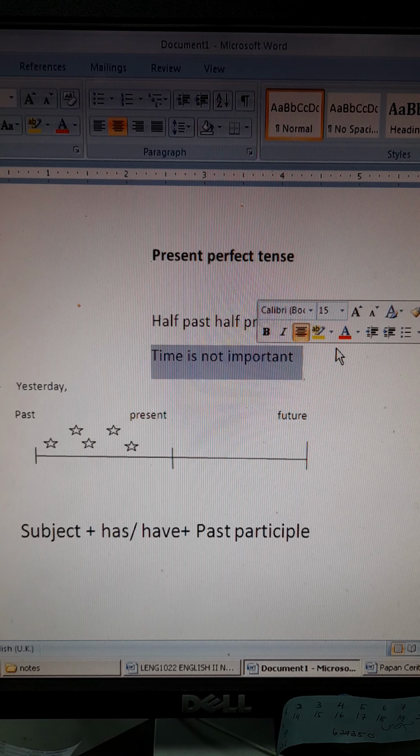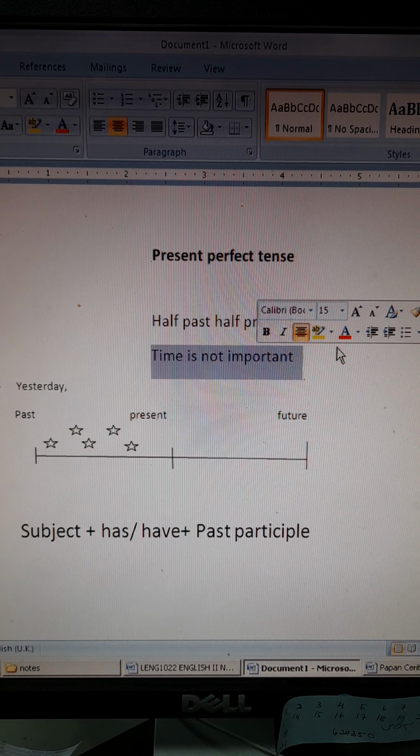Like this month, we have already completed 19 days of January, so we have another few days left. So this month is not completed yet. That is unfinished time. This week, since we are already on Tuesday, we have another 4 or 5 days to be completed. Okay, same goes with this year.